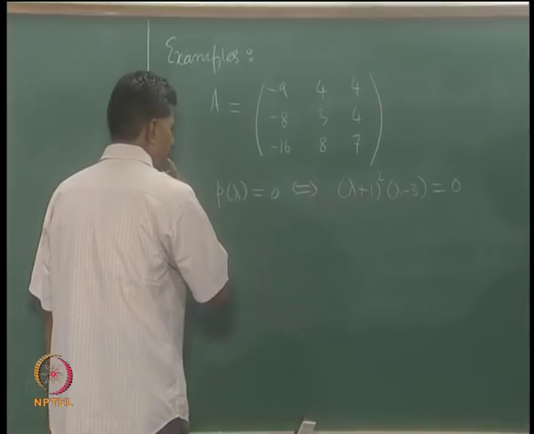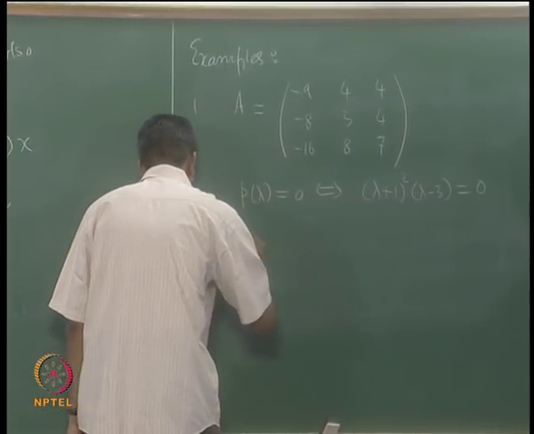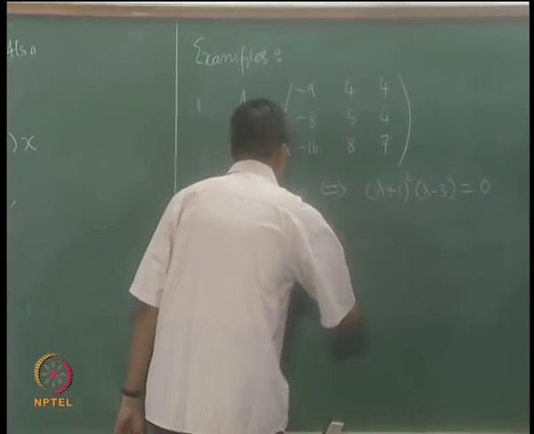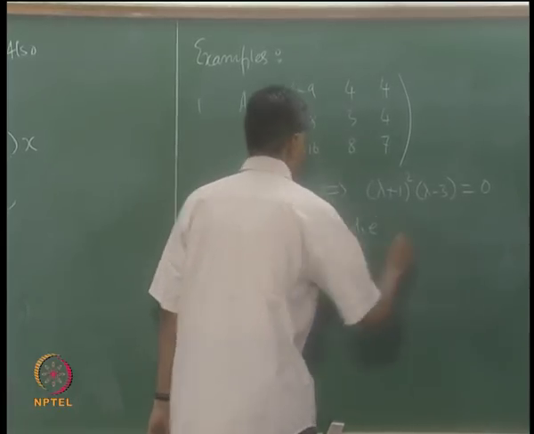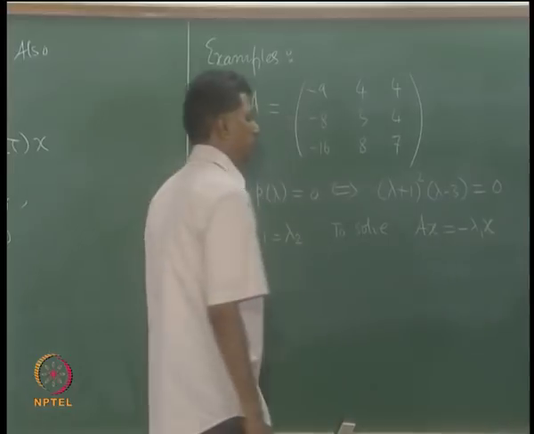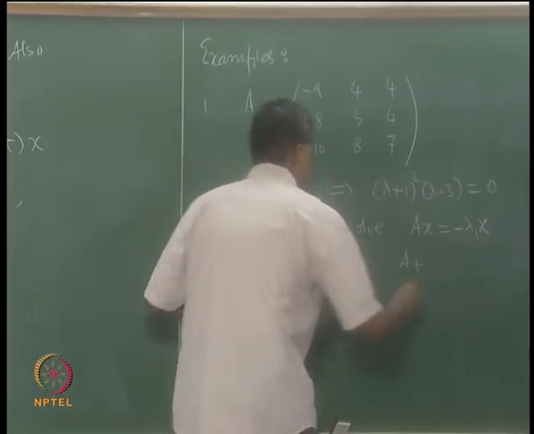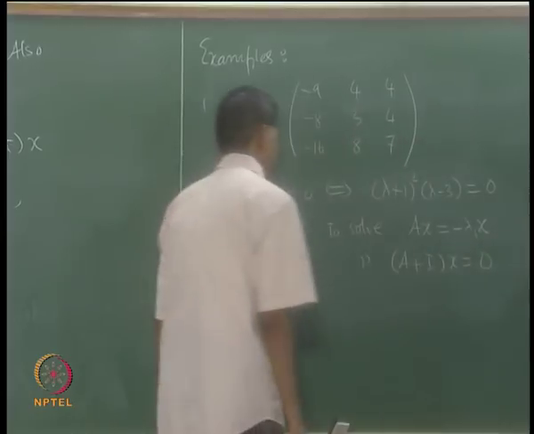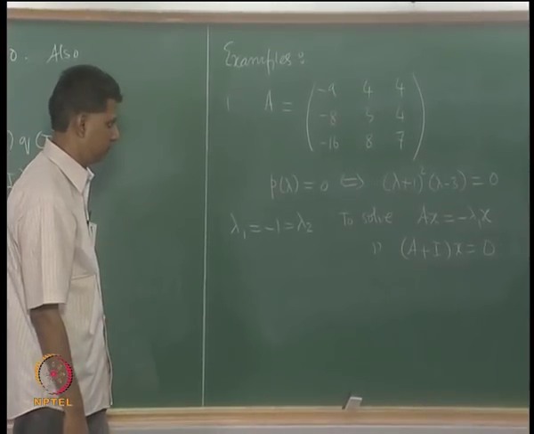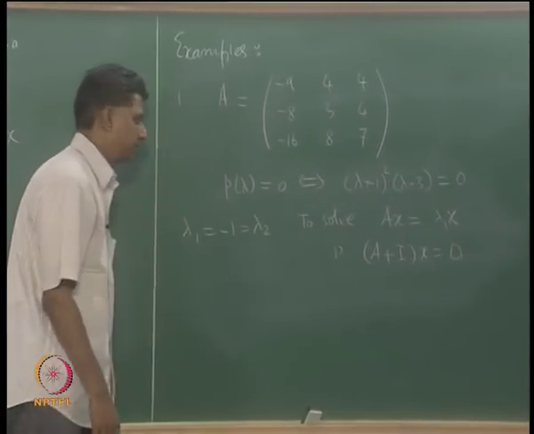Okay, what is lambda equals minus 1? So I need to go back to this. Look at the case lambda 1 is minus 1. I am looking at the number of independent solutions of this equation, Ax equals lambda 1 x, that is A plus I x equals 0. I must solve this. Is that correct? Yes, I meant lambda 1 x.